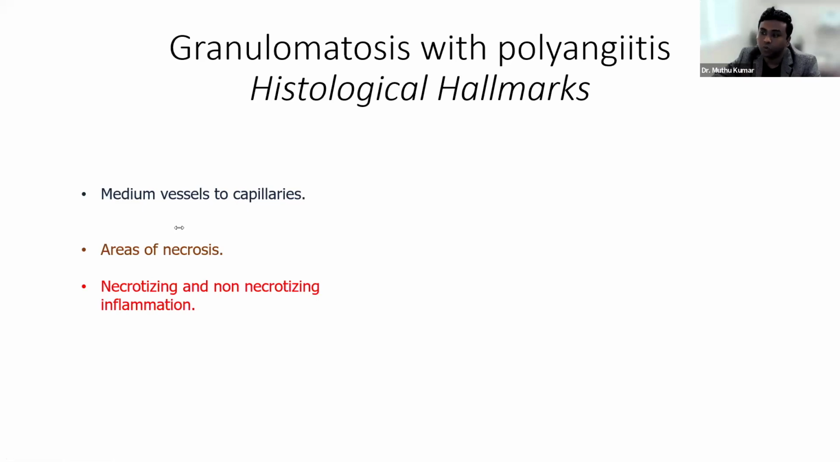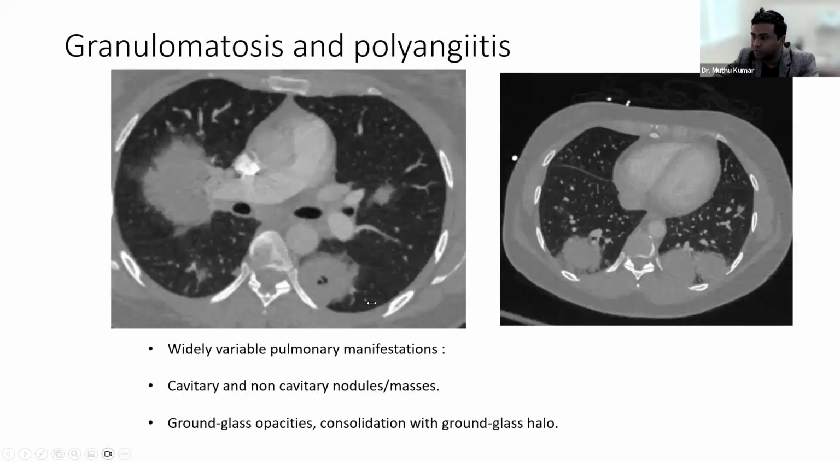This is limited to medium vessels to capillaries, and that is primarily the reason why it is presenting as diffuse pulmonary mass-like consolidation with surrounding areas of hemorrhage. And there are areas of necrosis, and there will be necrotizing and non-necrotizing inflammation within the GPA.